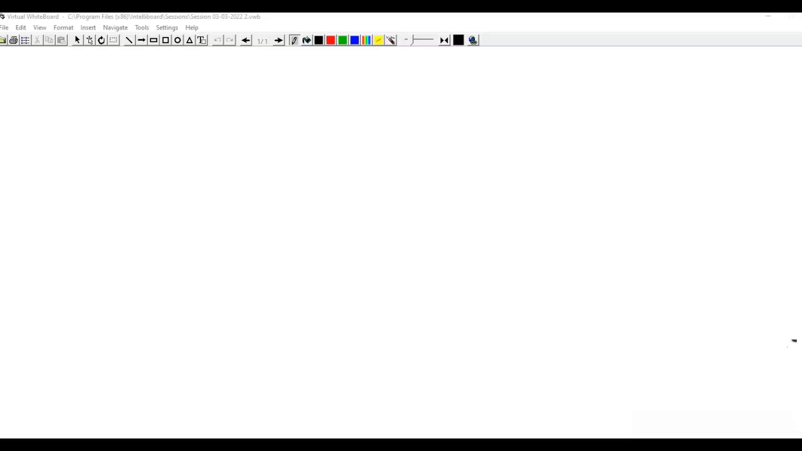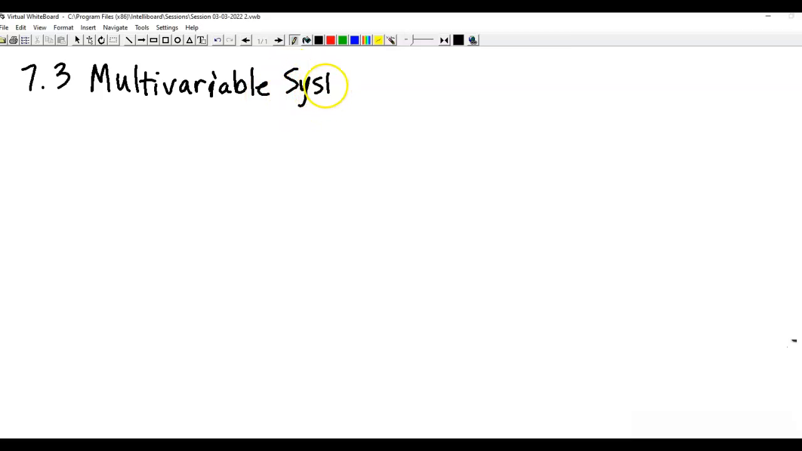Well, I don't know when you did this, but three variable systems are when you have an x, a y, and a z, kind of like three dimensions, right? These are lines in three dimensions. So these are called multivariable systems of equations.